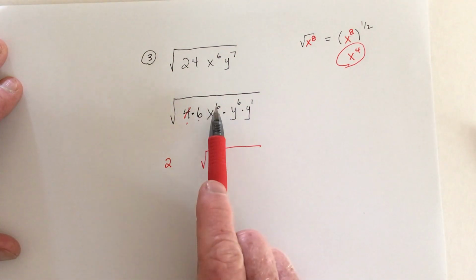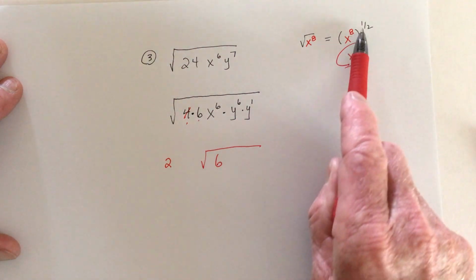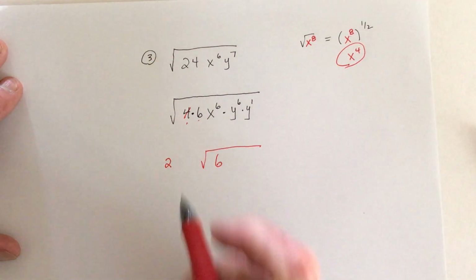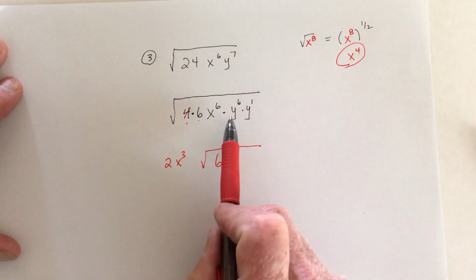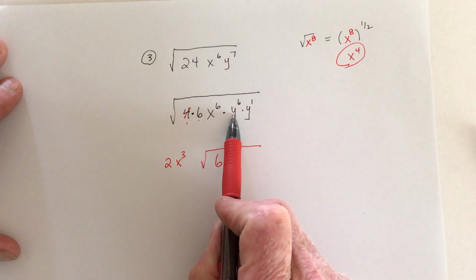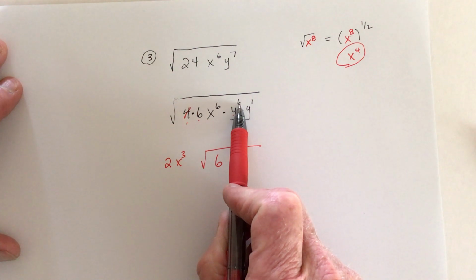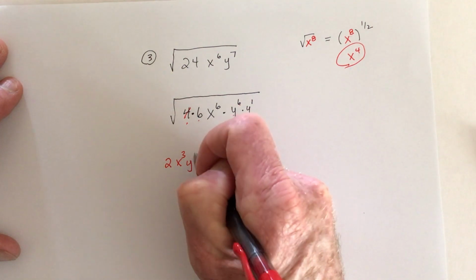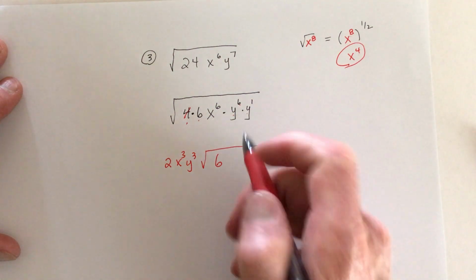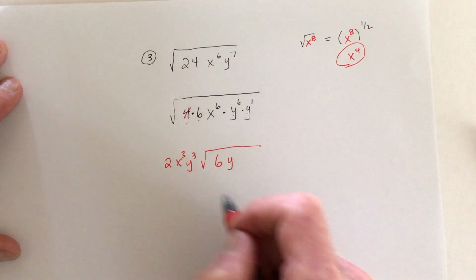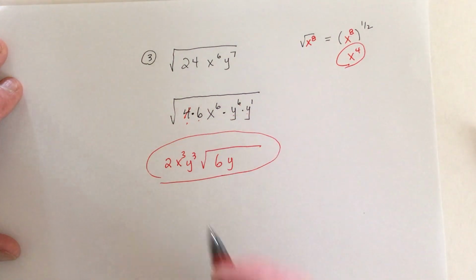When you take the square root of an x to the 6, it cuts the exponent in half, so that's going to leave x to the 3. And the same thing happens with this y. Cut this exponent in half, so it's going to be y to the 3. And lastly, this single y remains on the inside with the 6. And then this one is done.